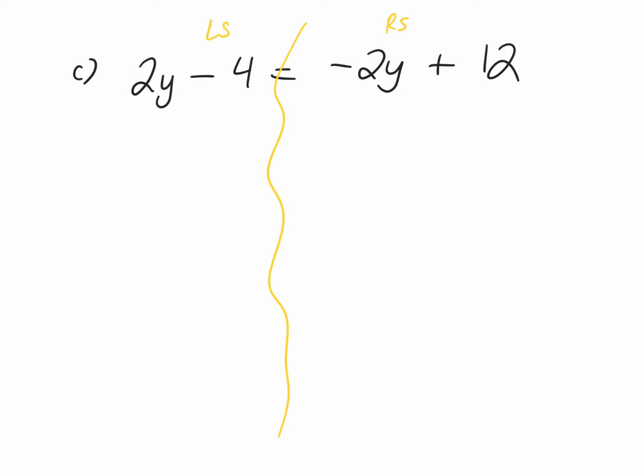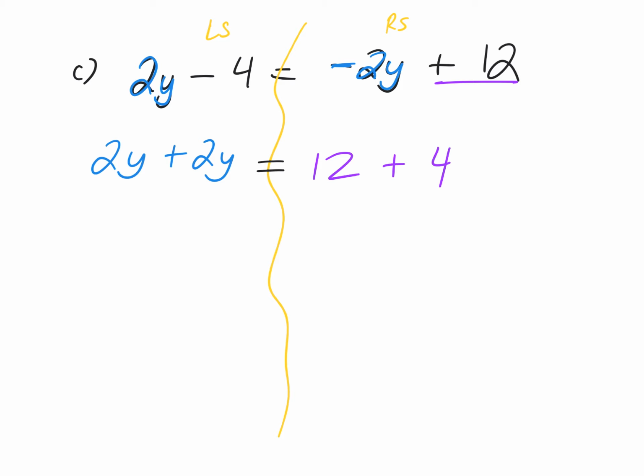So again, you're going to figure out where do you want all your variable terms to go? On the left side or the right side? So I have a 2y. That stays there. Nothing changes. It's a negative 2y on the right side, but we want it to be on the left side, so it becomes positive 2y. Right? What's on the right side? A 12. And the opposite of take away 4 is? That's it. Simple. What's 2y plus 2y?